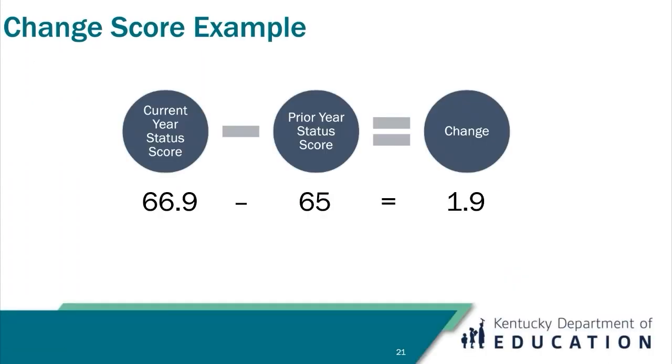So let's go through a change score calculation example. I'm going to use this status score for reading and mathematics that Lisa calculated in her section. Lisa determined that 66.9 was the current year status score for reading and mathematics. Let's say the prior year status score was a 65. I would take 66.9 minus 65, which gives me a change score of 1.9. So now for my hypothetical school, I've determined they have a 66.9 for current year status and a 1.9 for change. And the next step is to use those scores to determine the indicator score.